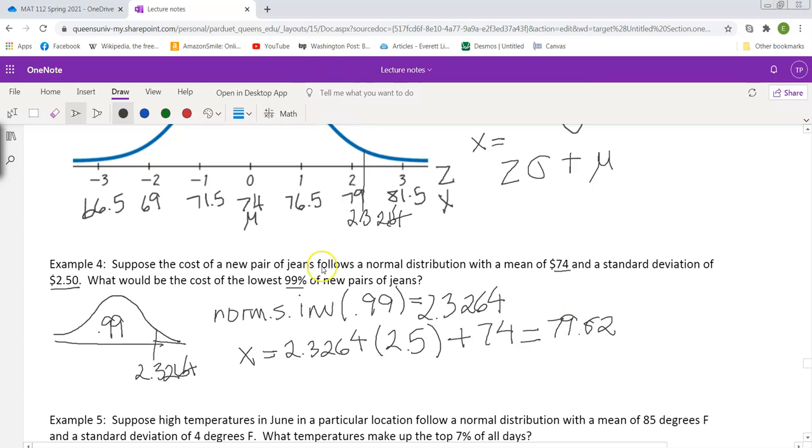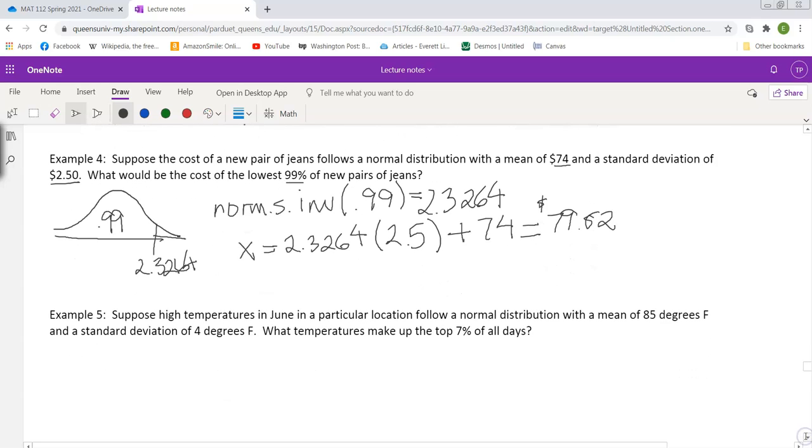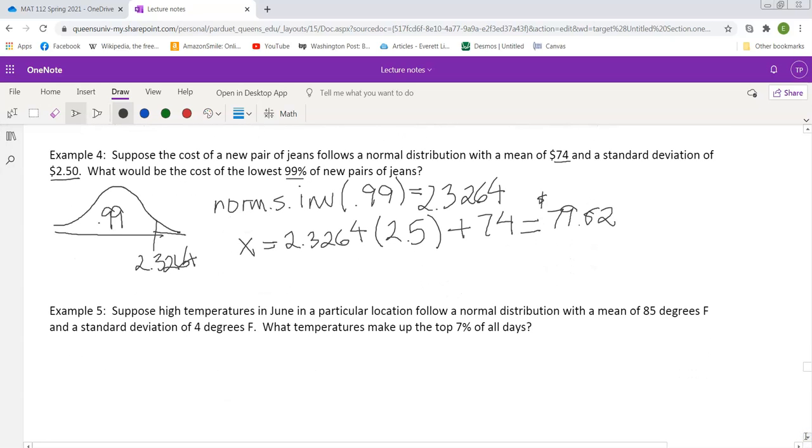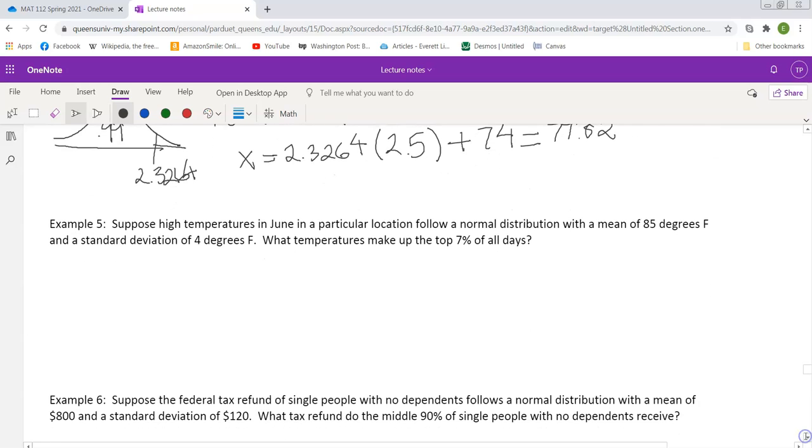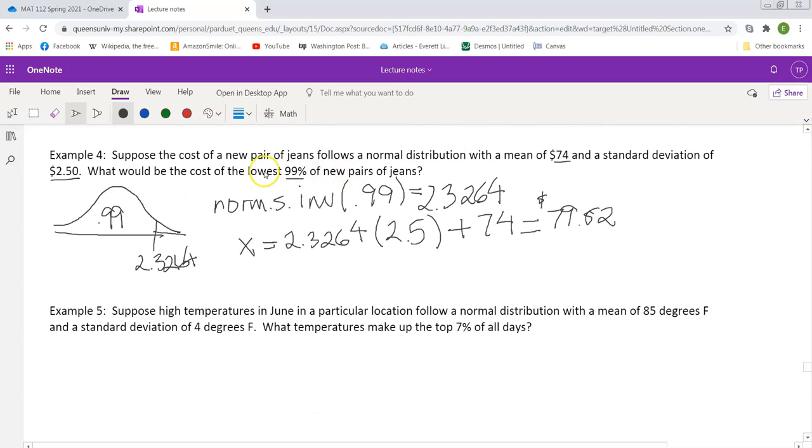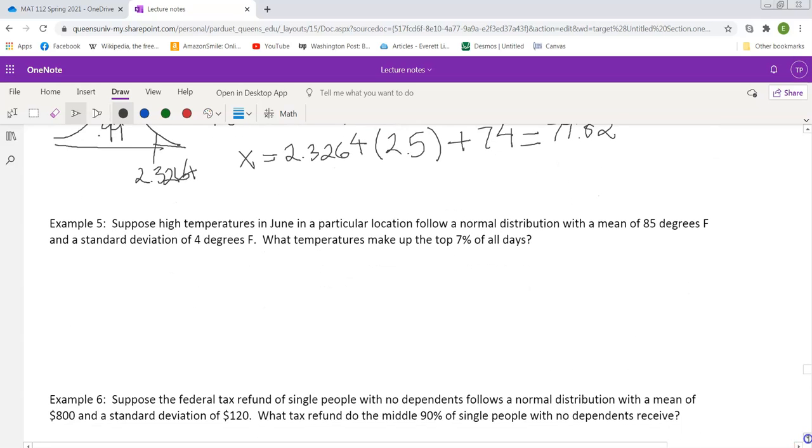So according to these numbers, which I made up, the 74 and the 250, the lowest 99% of new pairs of jeans would cost less than $79.82. The only way I could make the process different would be if I changed it from a less than, and here it's less than because it says the lowest, to a greater than, or a between. So let's see what happens if we make it greater than.